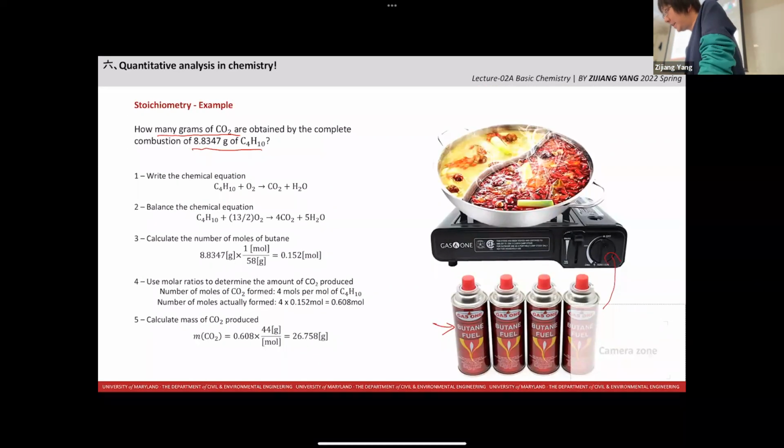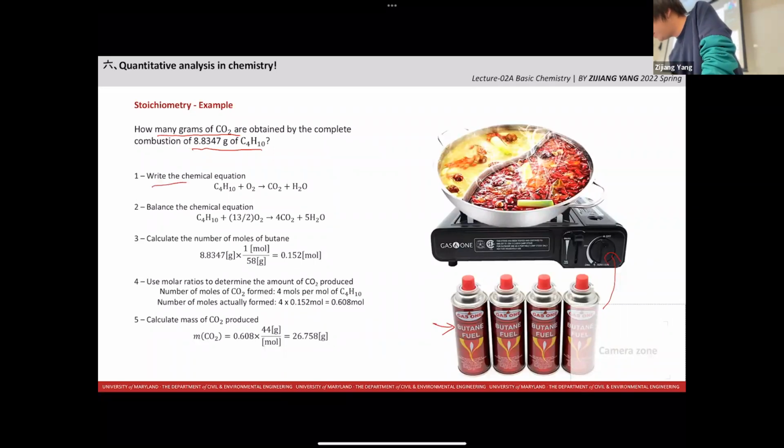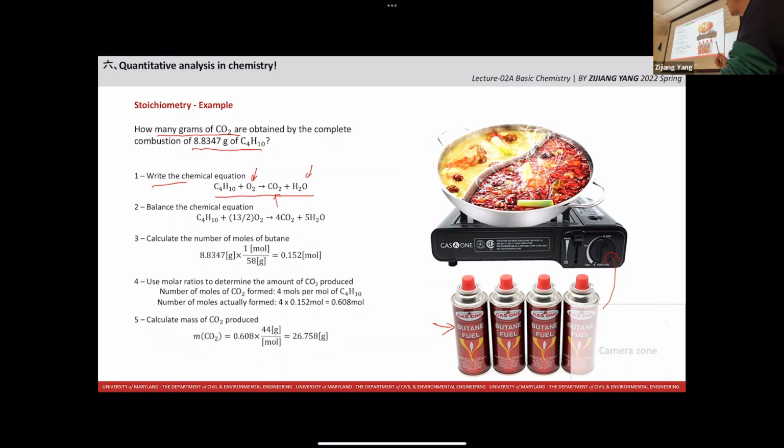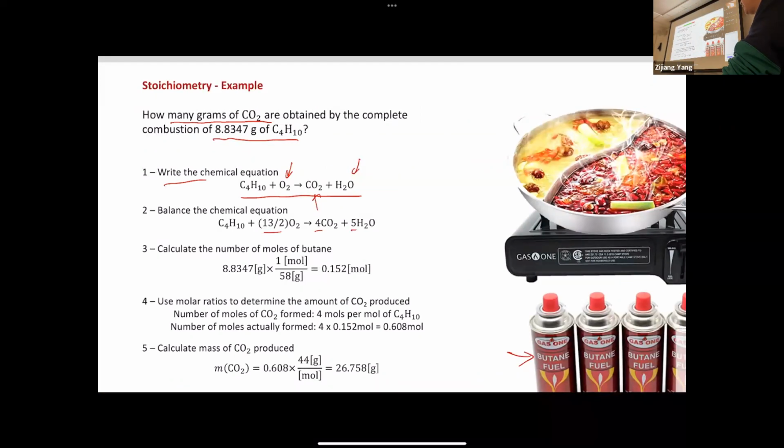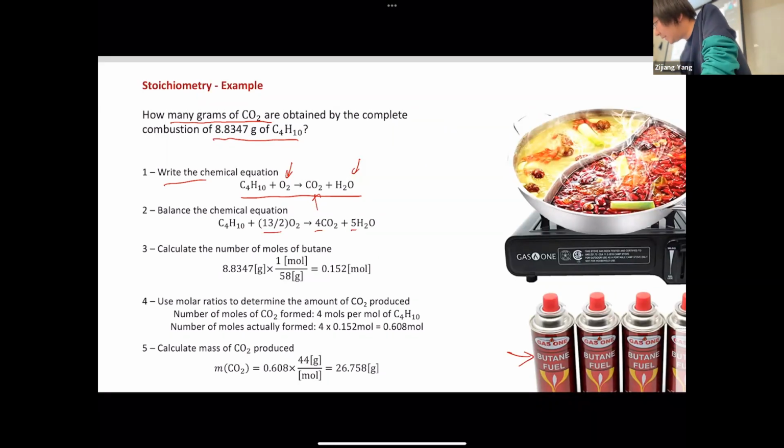Okay, and so in this case, first, we can write the chemical reaction. So the butane is oxidized by oxygen, and it will generate CO2 and water. So this first step, we need to know its chemical reaction. Second, we need to balance this chemical reaction based on the mass conservation principle. In this case, we can calculate the coefficient of each chemical. And then we want to calculate the number of moles of the reactant, the butane.